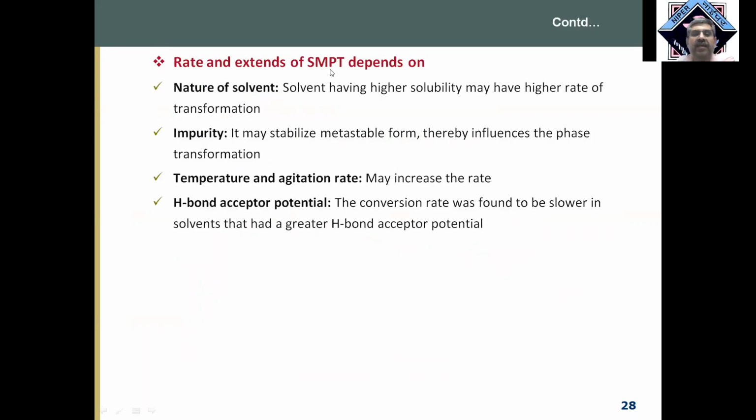The rate and extent of solution mediated phase transformation depends upon the nature of the solvent. Solvent having higher solubility may have higher rate of transformation. Impurities may stabilize the metastable form, thereby influencing the phase transformation. Temperature and agitation rate may increase the rate of transformation. And hydrogen bond acceptor potential: the conversion rate was found to be slower in solvents that had a greater hydrogen bond acceptor potential.